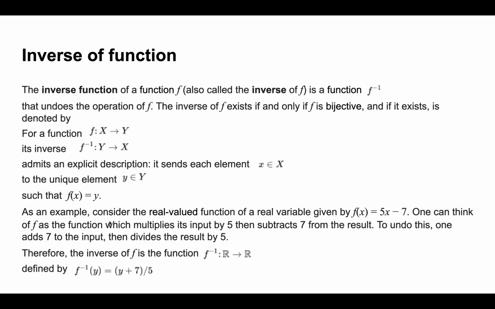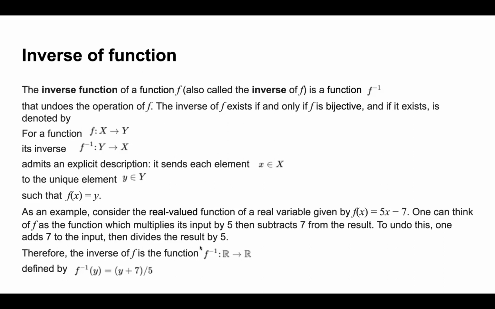As an example, consider the real valued function of a real variable given by f of x equals 5x minus 7. One can think of f as a function which multiplies its input by 5 and then subtracts 7 from the result. To undo this, one adds 7 to the input and then divides the result by 5. What is this f of x? 5x minus 7 means the input is multiplied by 5 and 7 is subtracted. What will the inverse function be?